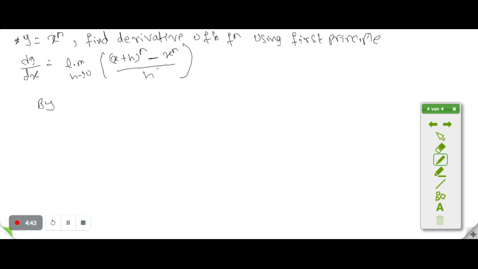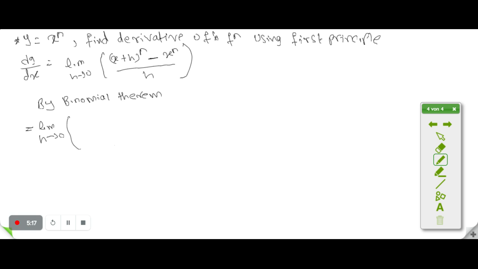Remember, this first term we need to solve. This is x plus h raised to n, and we know by the binomial theorem this can be written as, so I'm going to write this limit of h tends to 0. By the binomial theorem, this can be written as x raised to n.